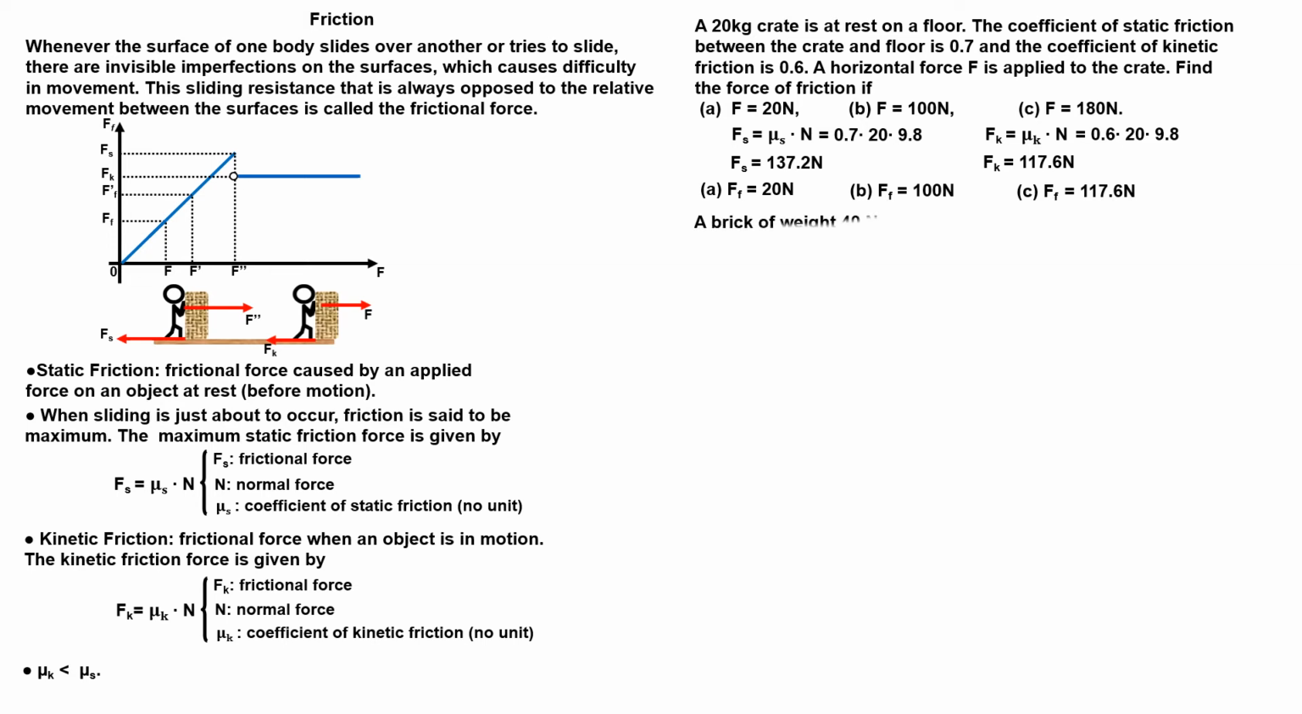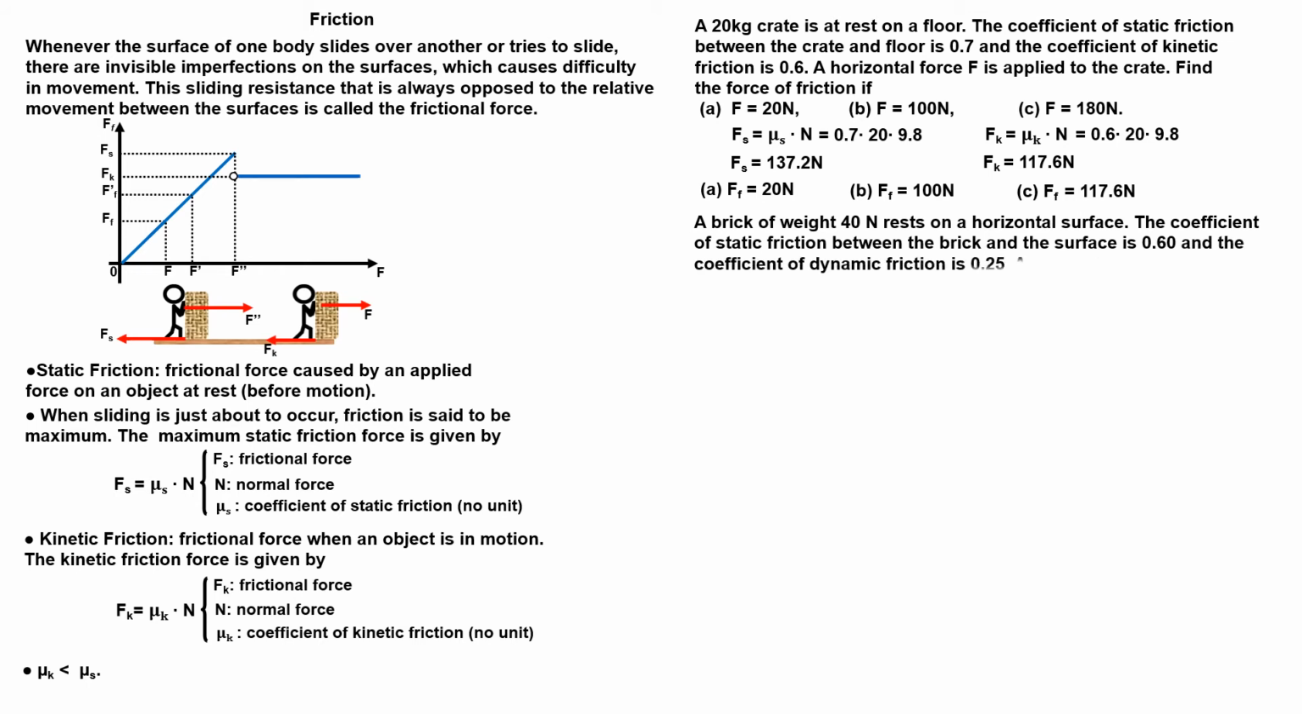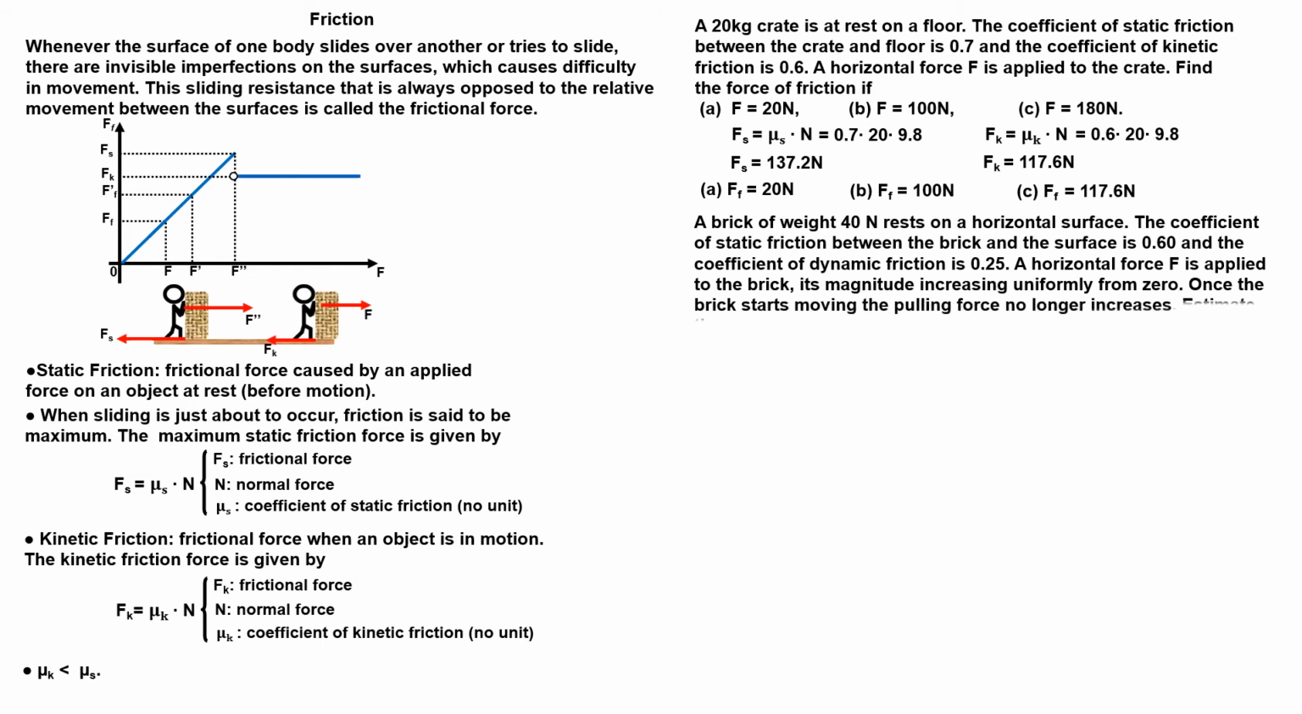A brick of weight 40 newtons rests on a horizontal surface. The coefficient of static friction between the brick and the surface is 0.6, and the coefficient of dynamic friction is 0.25. A horizontal force F is applied to the brick, its magnitude increasing uniformly from 0. Once the brick starts moving, the pulling force no longer increases. Estimate the net force on the moving brick.